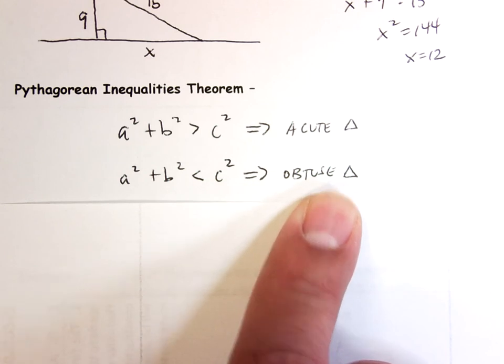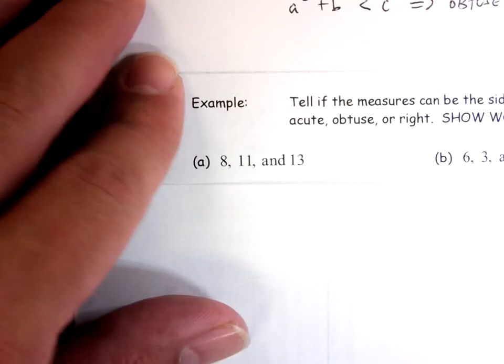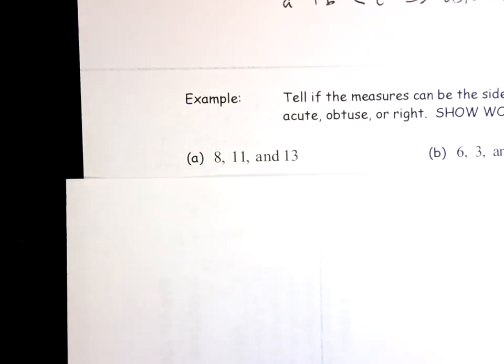And you'll be given problems and asked what kind of triangle you got. So this is the first one. It's 8, 11, and 13. The first thing you should do is check, can you even make this triangle? We talked about this last semester. Think about it for a second. Yes, I can make this triangle. So now I have to figure out what kind of triangle it is.